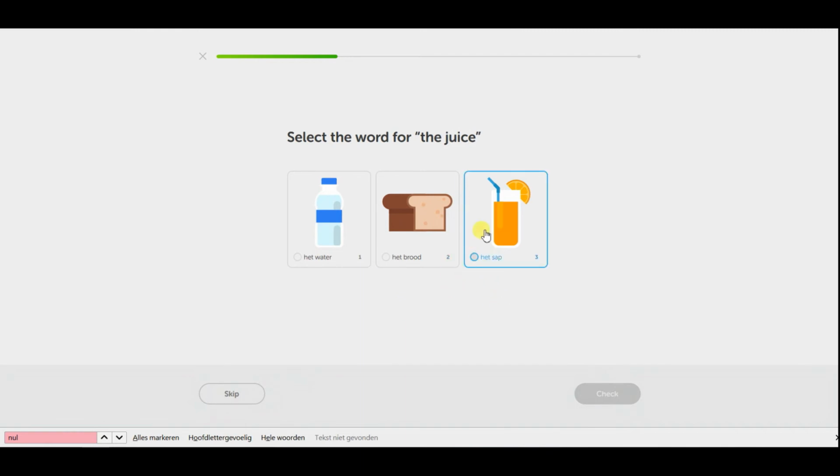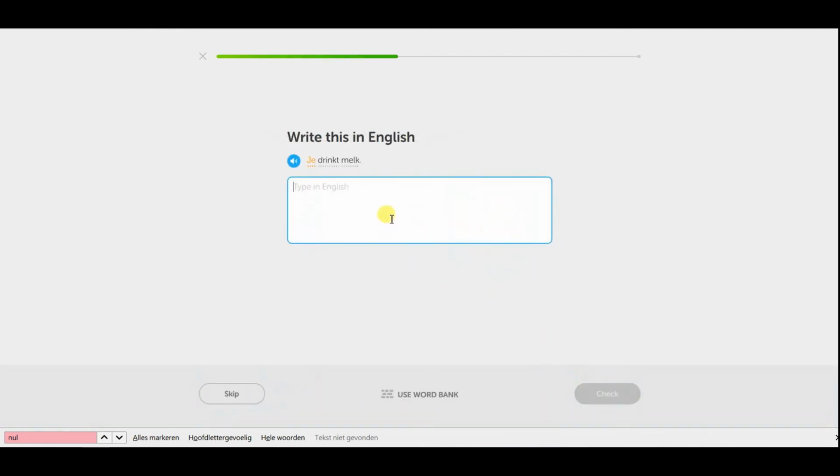Het sap. Je drinkt melk. So, you drink milk. Jij drinkt melk. Je drinkt melk. Both correct. Het kind is een jongen. The child is a boy. Je bent een kind. You are a child. De man neemt brood.